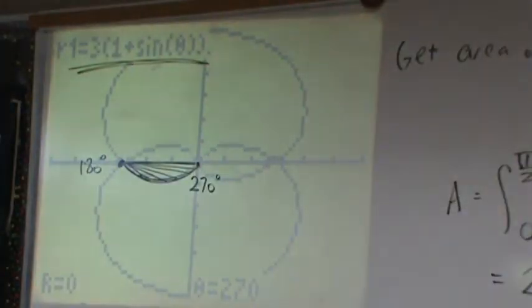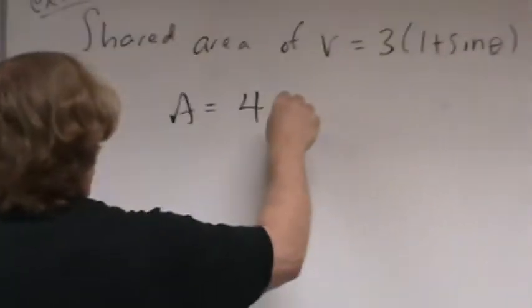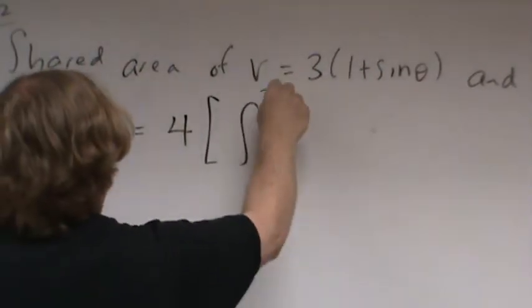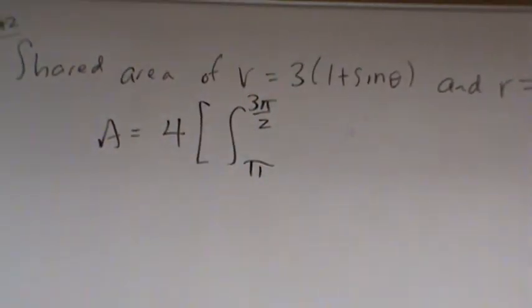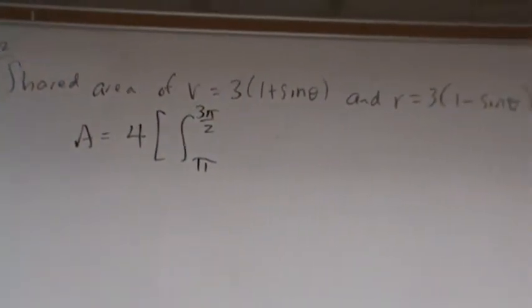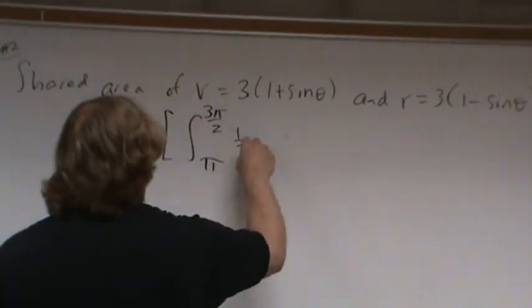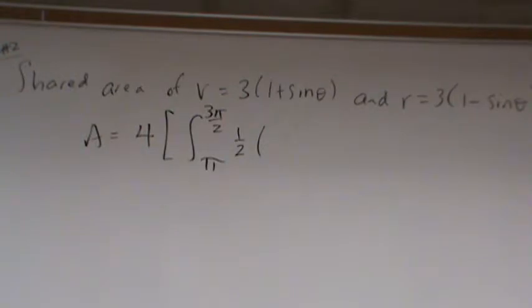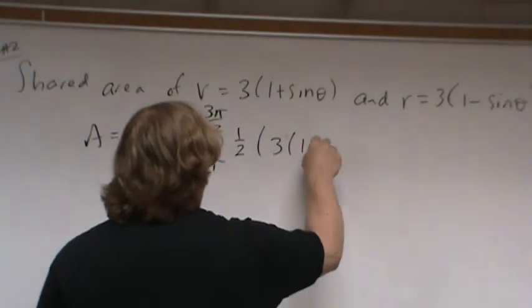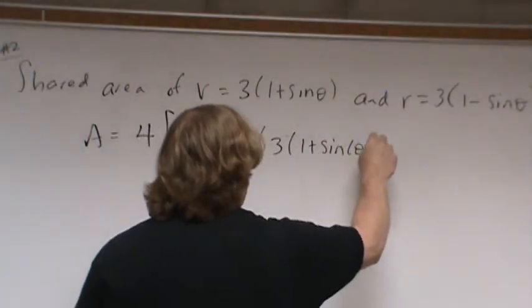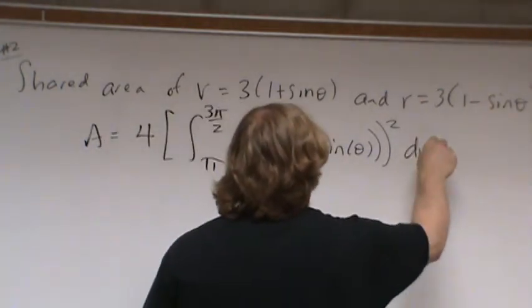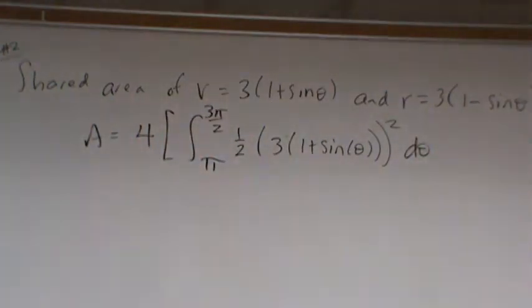So the area is going to be 4 times that integral from 180 to 270 of 1/2. But you'll notice I have to be in radians mode. And I'm looking at the top graph, 3 times 1 plus sine theta, so 3 times 1 plus sine theta squared, d theta. And that's all you have to do.